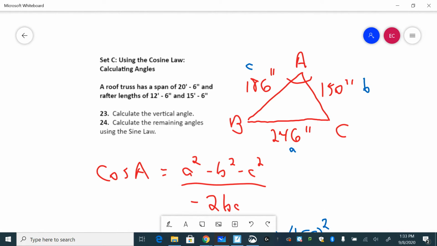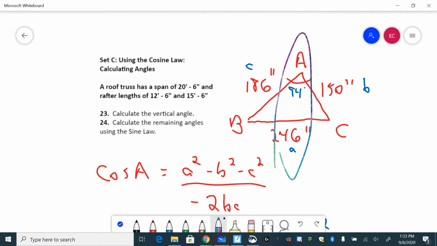Number 24 says calculate the remaining angles using sine law. So now that you know that this is 94 degrees, you can use sine law by matching this pair and then just do another pair, doesn't matter which one, and then use the sine law and solve for that angle. And once you've got that angle, this specifically says to use the sine law again, so you should be using it twice. So watch out for that because sometimes we do that on the tests, and I'm specifically asking you to do the sine law twice.